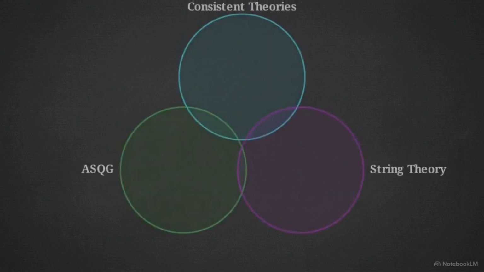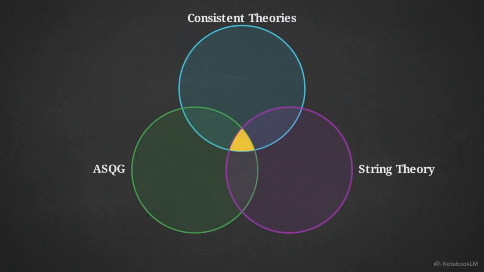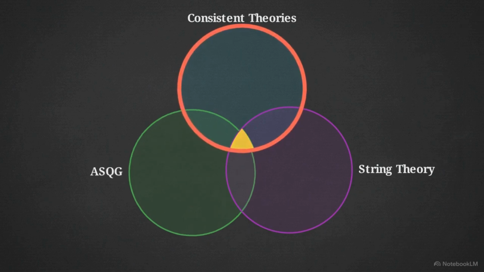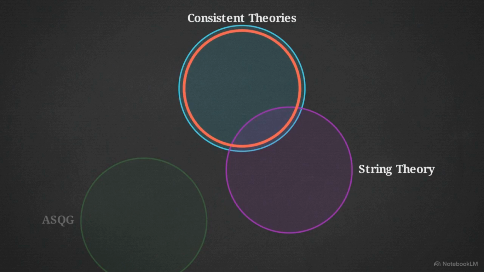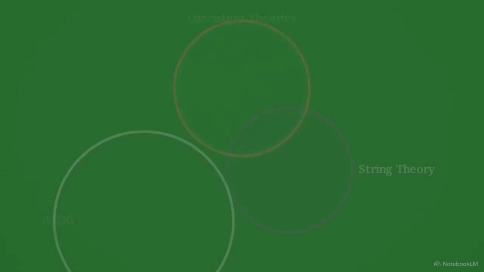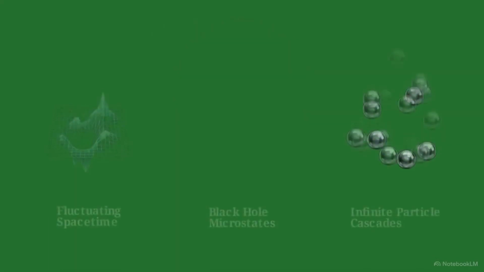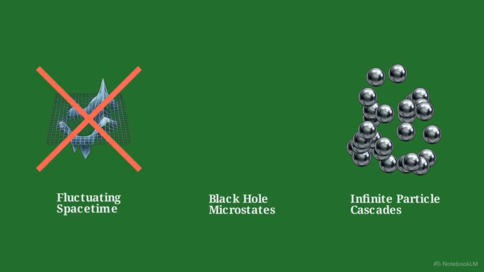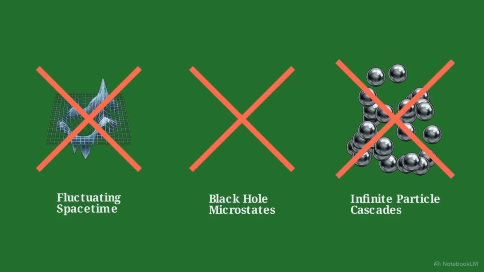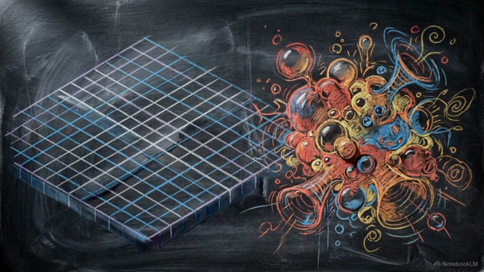Looking back at our theoretical landscape, the intersection where these ideas might coexist is exceedingly narrow. If swampland consistency rules are a universal truth, asymptotic safety cannot be a fundamental theory. It only exists as a low-energy approximation. Conversely, if asymptotically safe quantum gravity is the fundamental law, then reality operates without fluctuating spacetime, without black hole microstates, and without infinite particle cascades. Theoretical physics has reached a mathematical deadlock, where leading frameworks for understanding the universe have proven to be mutually exclusive.